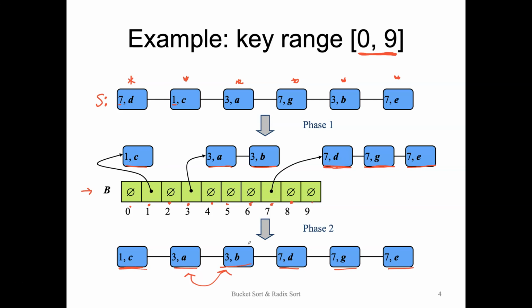We're using the fact that the keys we're sorting by are integers, and then we can use those integers to index into an array, which we can do in constant time. And then it's just a matter of how many times we do that.